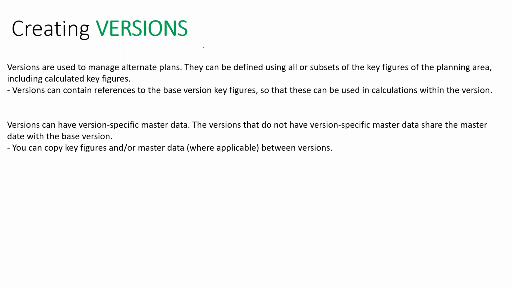Yes, great. So, creating the versions. Versions are used to manage alternate plans. This is our single point definition, I would say single line definition, to manage alternate plans, and they can be defined using all or a subset of the key figures of the planning area, including calculated key figures. You can either pick up all the key figures that we have, but this is not the best practice, but only pick the key figures that we want to do alternate plans. And for sure there would be a few key figures where you want to have different values maintained for every version, right?